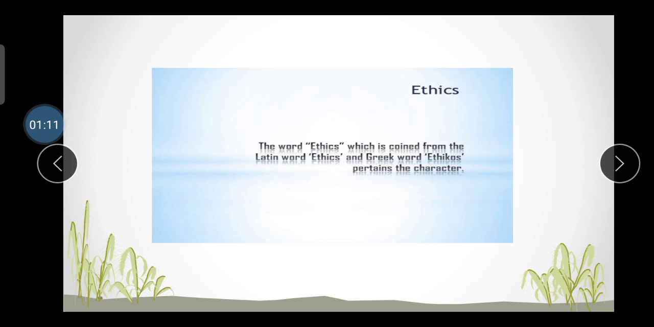In this slide you see the meaning of ethics. The word ethics is derived from the Greek word ethos, which pertains to character. Character means what is good or what is bad. You will also learn about this in your semester number 3. Ethics is a formula or code of conduct designed by any profession or business, which they have to use whenever they do work.